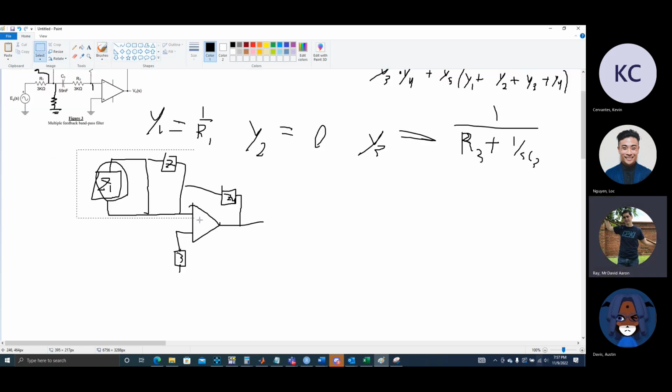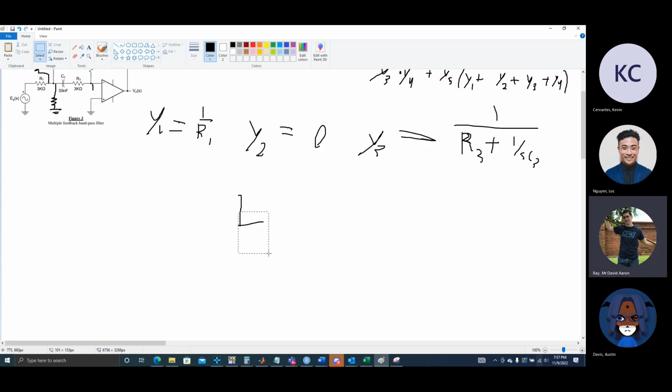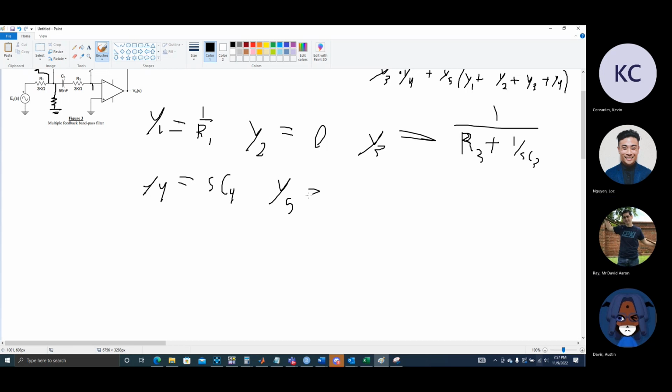And then, let me erase this. We're going to get our Y4 value equals SC4. And then our Y5 value is going to be equal to 1 over R5. And then from there, you plug that into the equation.